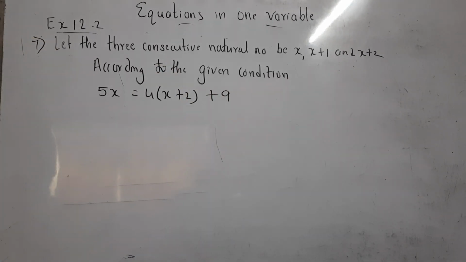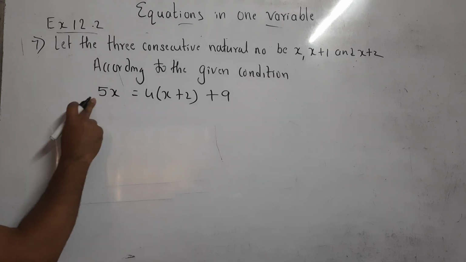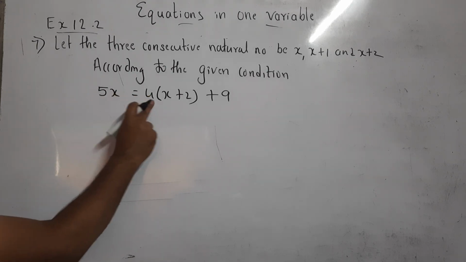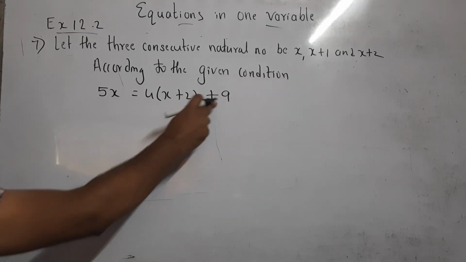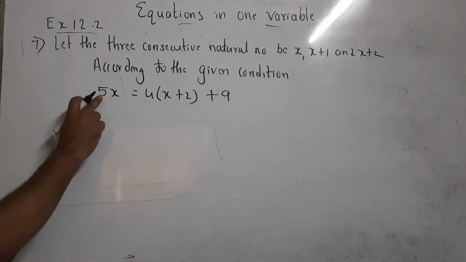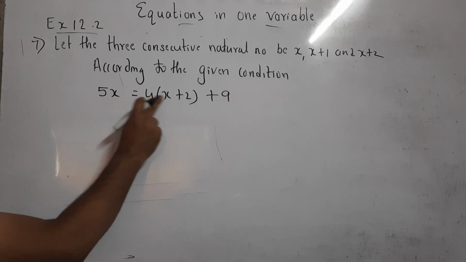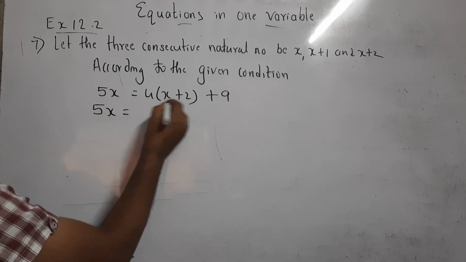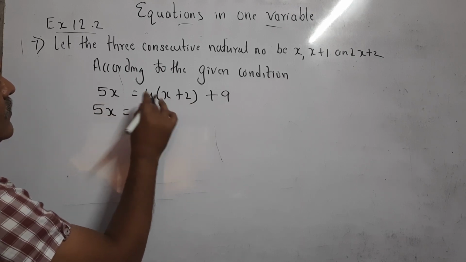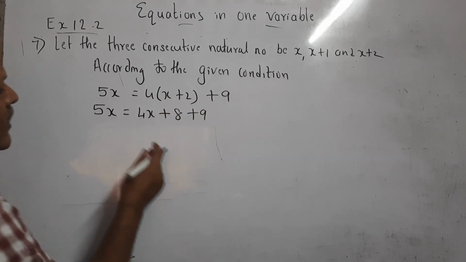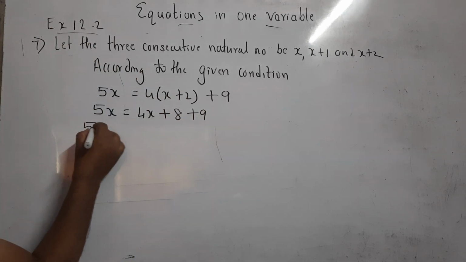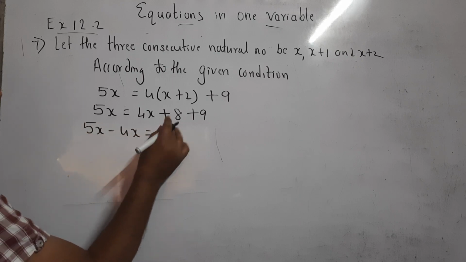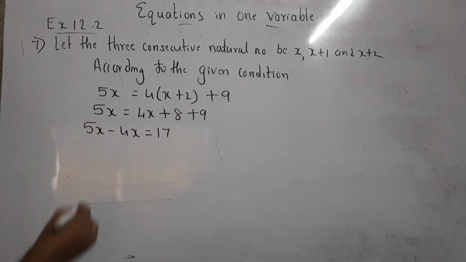I hope all of you understood the framing. Once again I will explain. 5 times the smallest number, 4 times the greatest number and 9 more, that is 5x is equal to, open the bracket, 4x plus 4 twos are 8 plus 9. Bring the 4x to the other side, that is 5x minus 4x, 8 plus 9, that is 17. x is equal to 17. We got the value of x as 17.